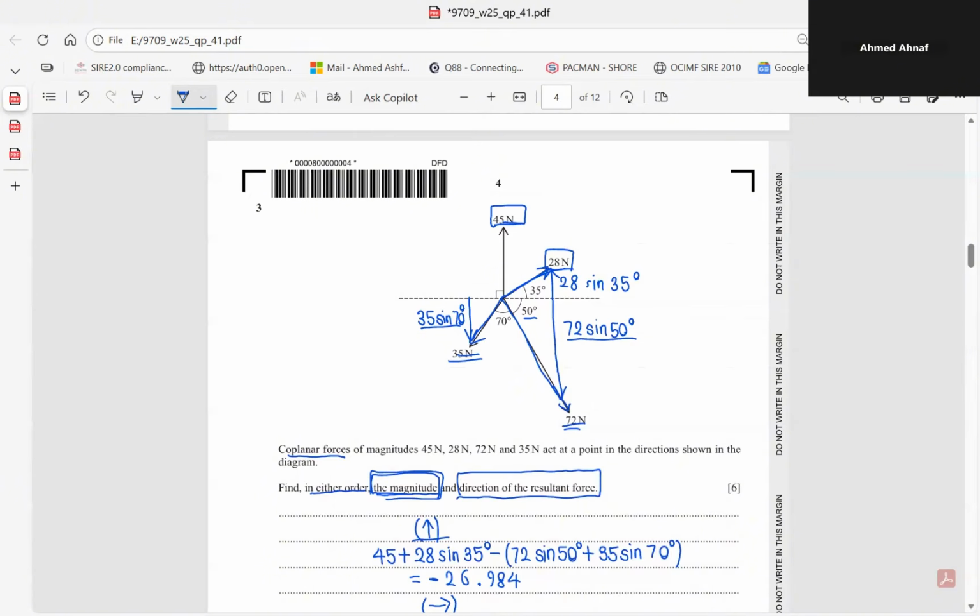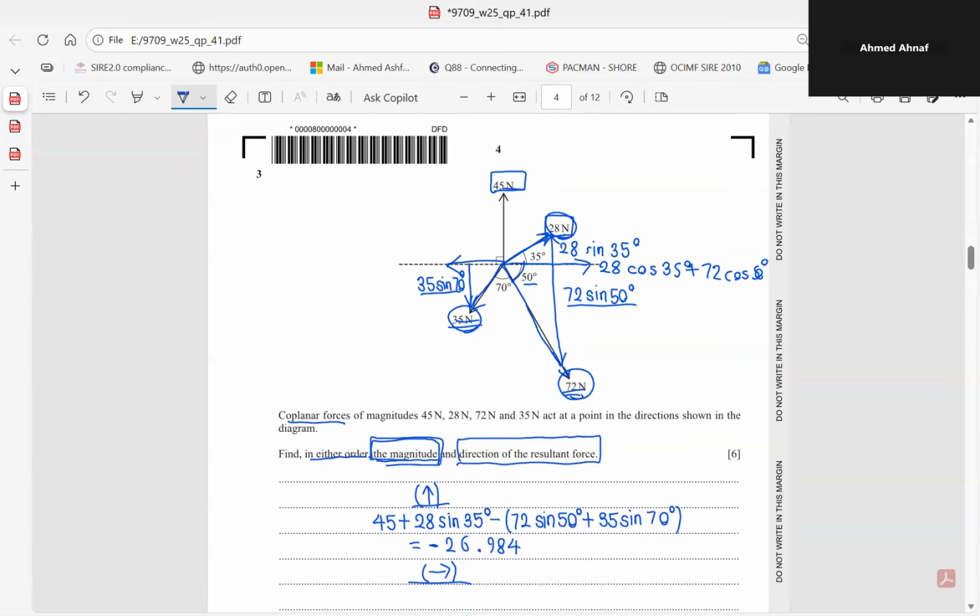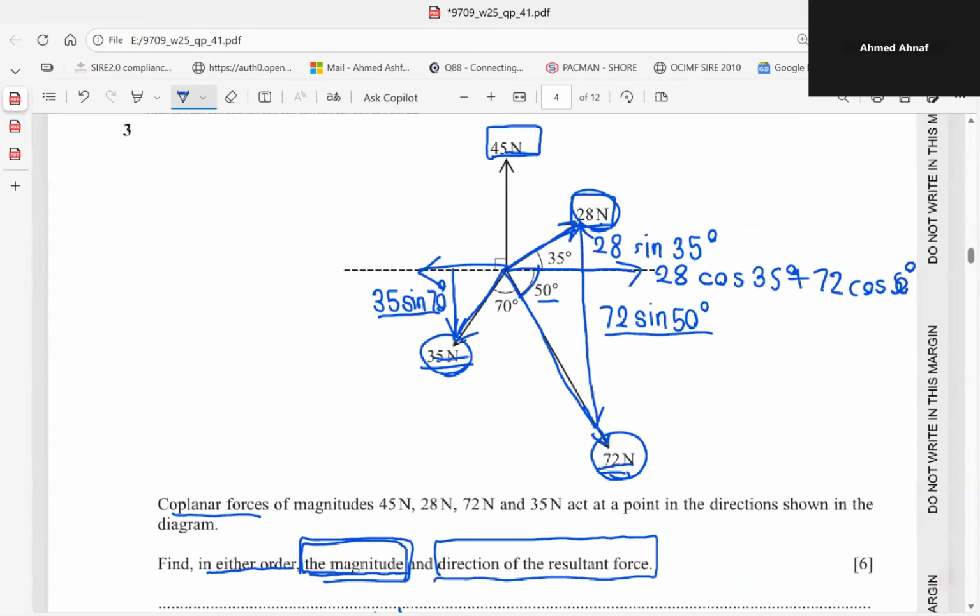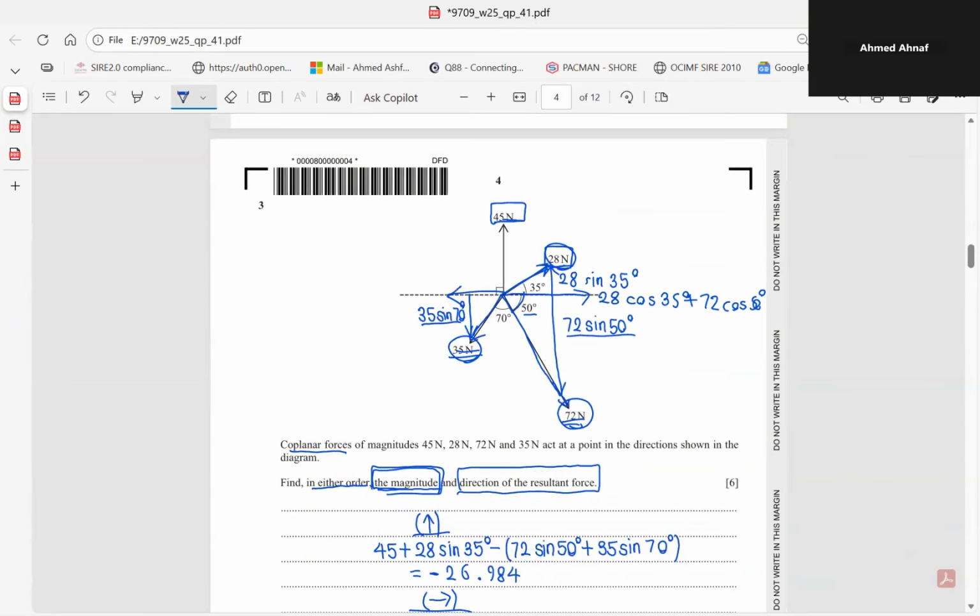So for this direction, we have 28 cos 35, as well as 72 cos 50. So plus 72 cosine 50. And to the left, we have 35. Oh, wait. Oh, shoot.